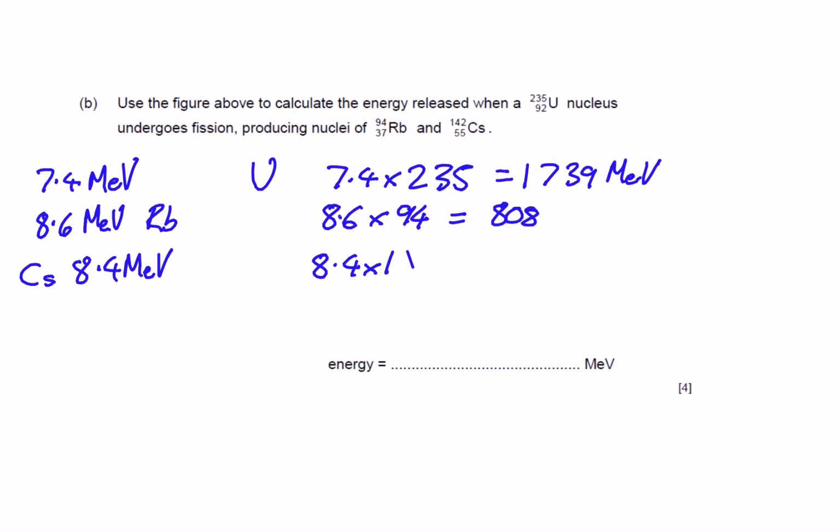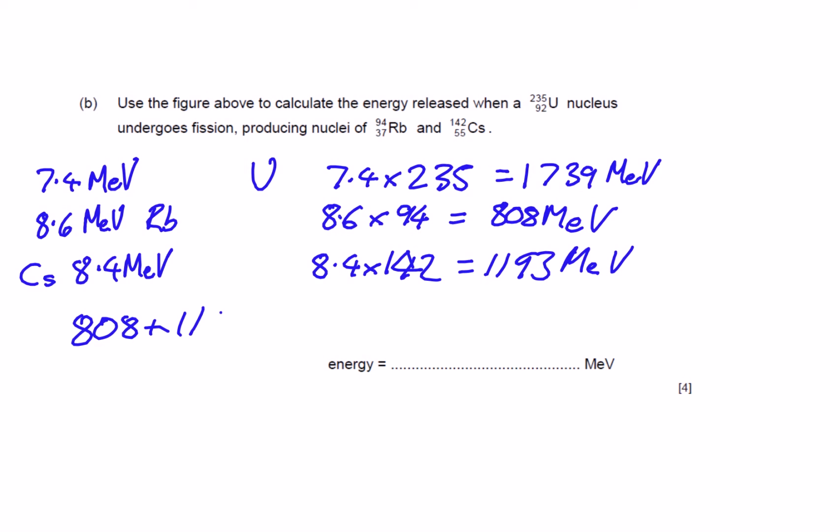8.4 times 142, and that comes out as being 1193 mega electron volts. Let's put that in up there as well. So the total energy released is going to be the binding energy of the products, so that's 808 plus 1193, take away the original binding energy, which is 1739, and if we stick those into our calculator, that comes out as being 262 MeV. Okay.